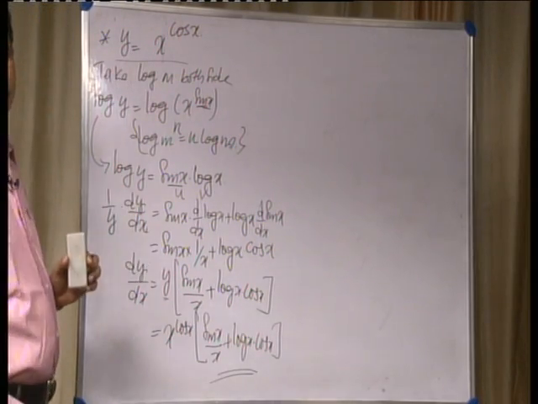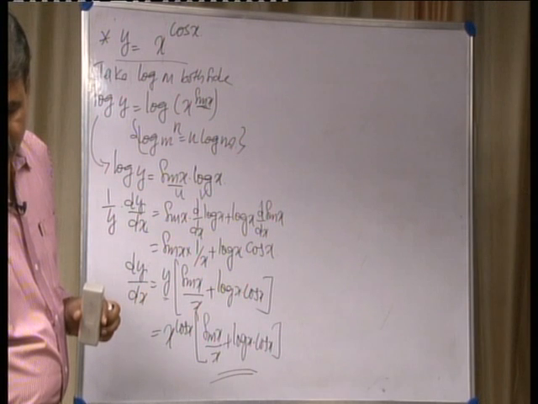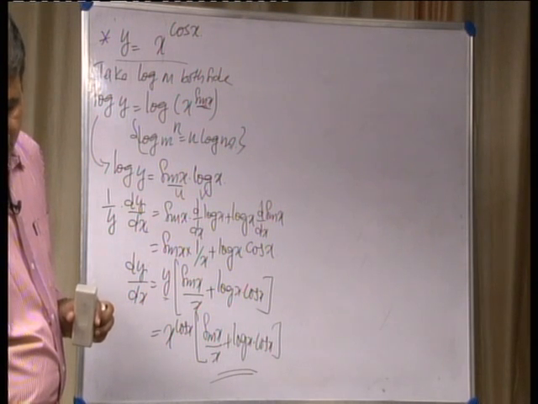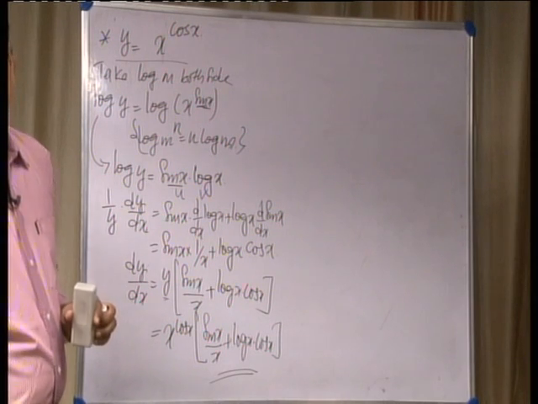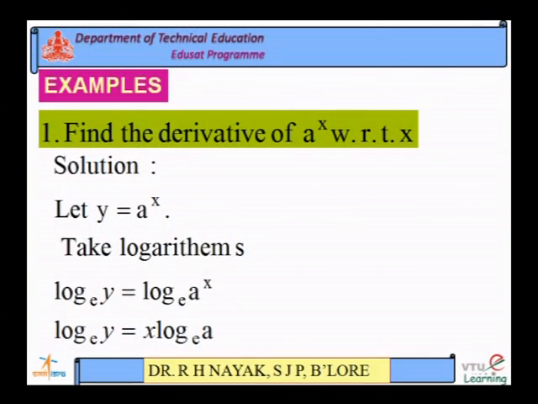Is it clear? You see the examples, other examples, use the slide. y is equal to a to the power of x. So, a to the power of x is differentiated using logarithmic differentiation.